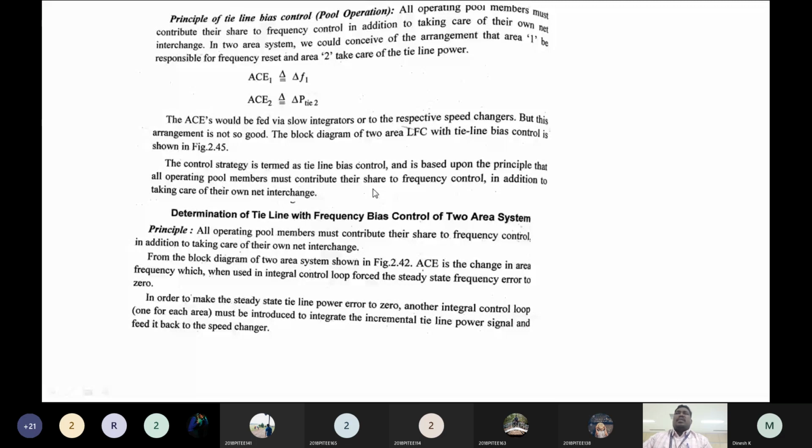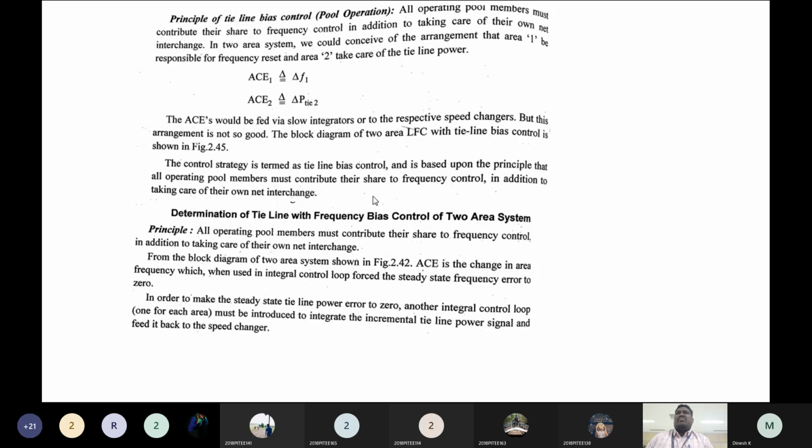For example, area 1 is at 50 hertz, area 2 is at 48 hertz. So the first area contributes to the second area, that is, the second area is lagging in frequency. One area may contribute to the other area. If the second area is leading and the first area is lowering, they contribute. So based on the requirement, they are purely depending on one system to another system.